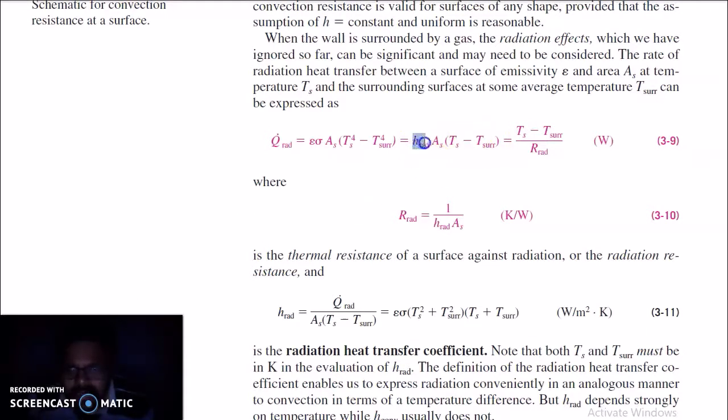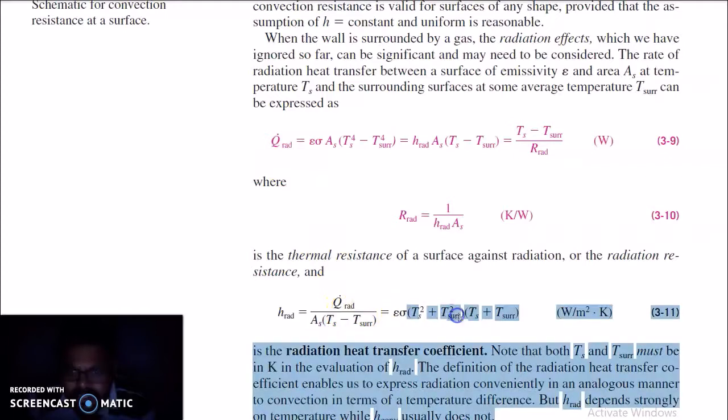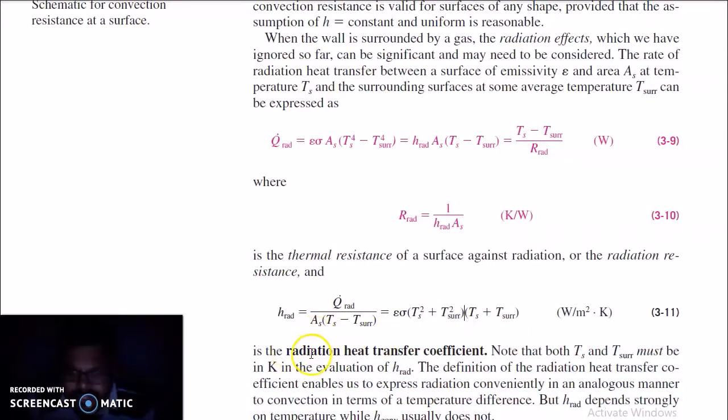This is a convective heat transfer coefficient in case of radiation, because it is easy to find a solution for this equation. So you can solve for h radiation, which is equal to Q radiation divided by this term. Or if you replace the value of Q radiation here, you will get this equation here. So this is the radiation heat transfer coefficient. Note that both Ts and T surrounding must be in Kelvin in the evaluation of h radiation.